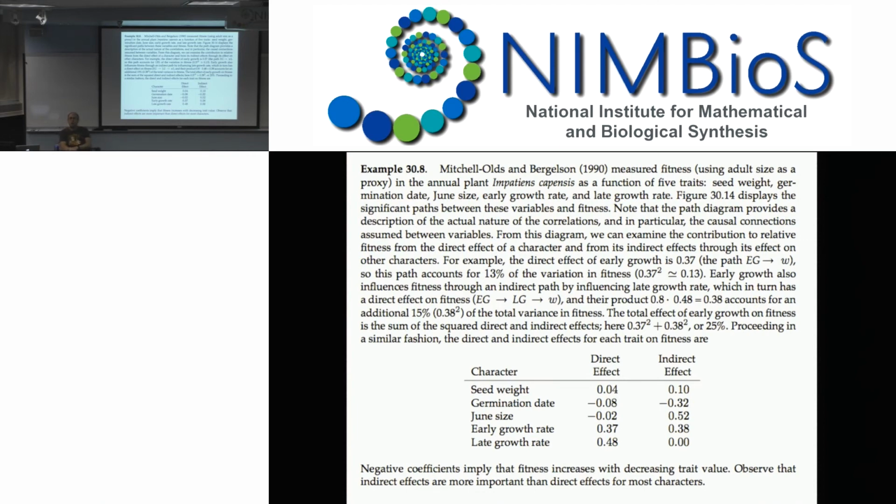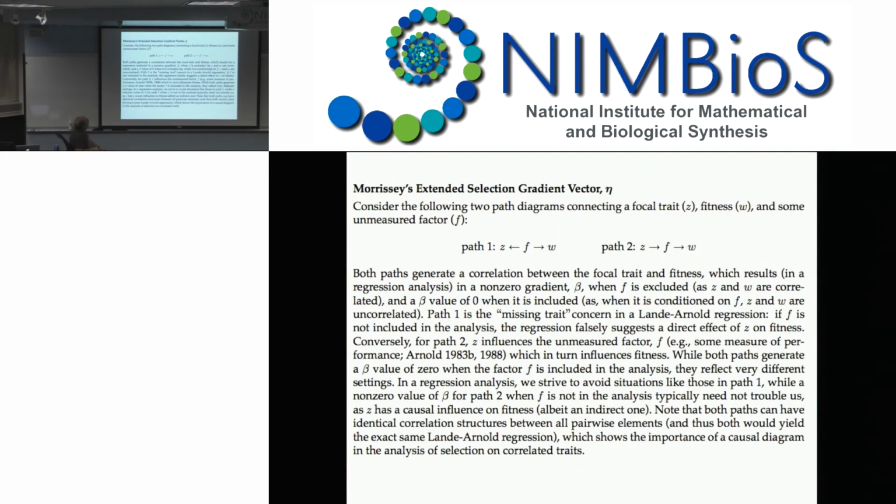Yeah. So again, it's one tool, and as any tool, it has strengths and weaknesses. The nice thing is it can allow you to have a better interpretation of your data, right? So Michael Morrissey had an issue called the extended selection gradient. And look at these two situations here.